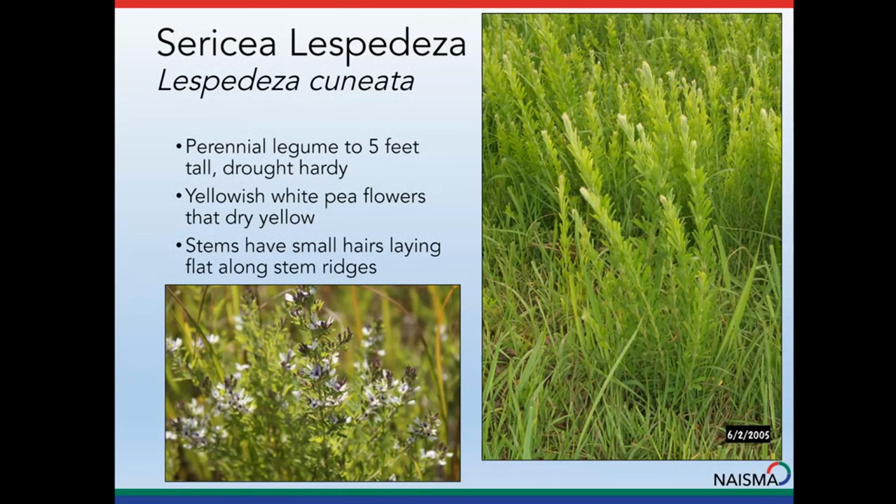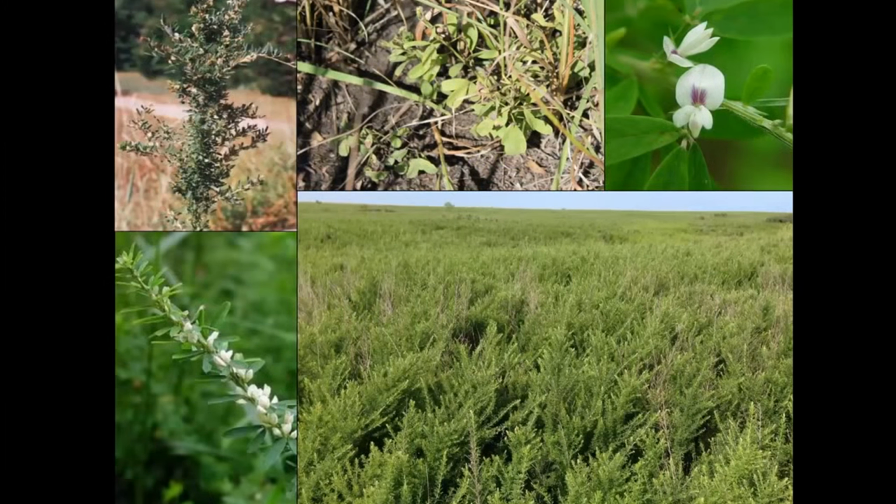It has a yellowish white pea flower that dries to yellow, with a little tinge of purple in there, and the stems have small hairs laying flat along the stem ridges. So it's a very leafy species, almost sub-shrubbish as it grows. And then it has these small pea flowers with the purpley yellow center and very small leaves along them, growing very dense in invasion when it takes over. It's an extreme forage concern in more humid areas of the United States. In fact, I think it's burned for management to freshen it up, and then some livestock will eat it. But so that's Sericea lespedeza.